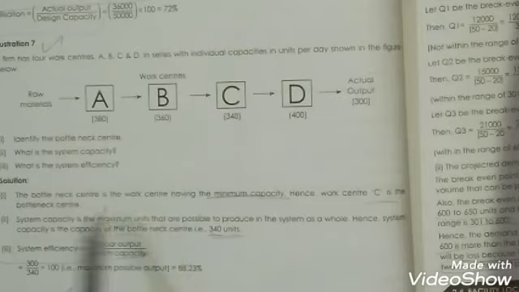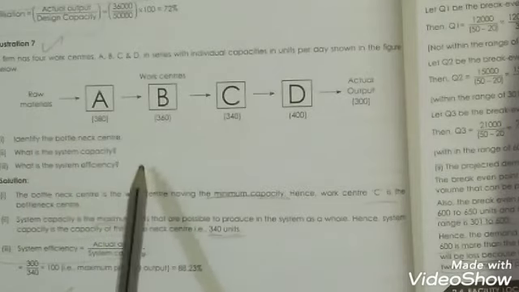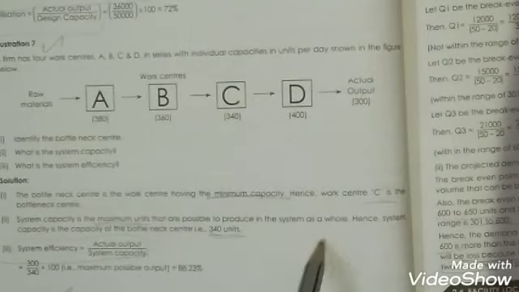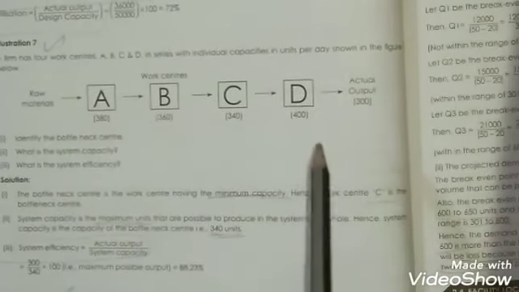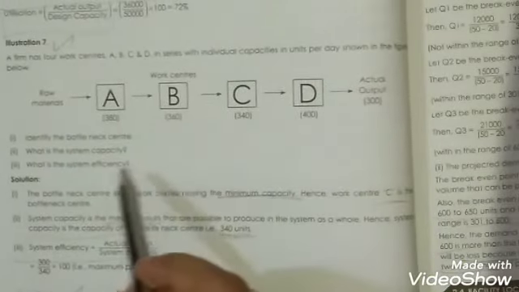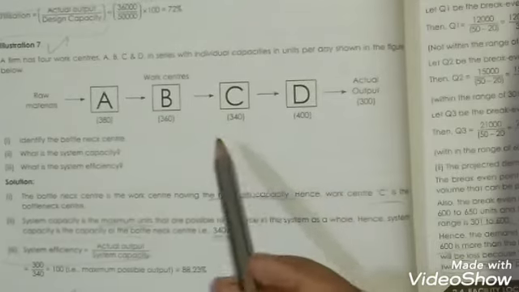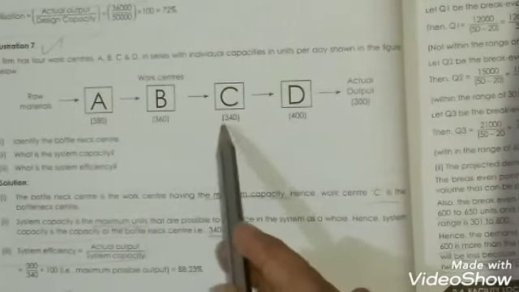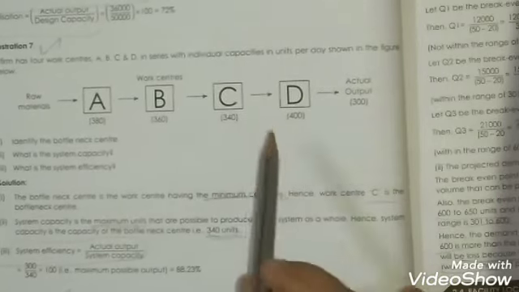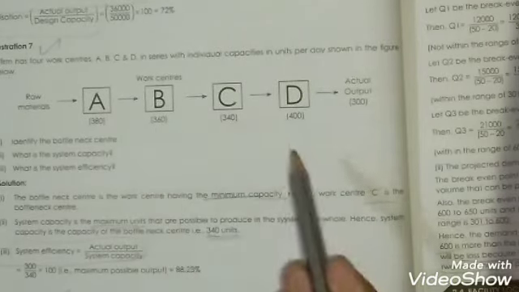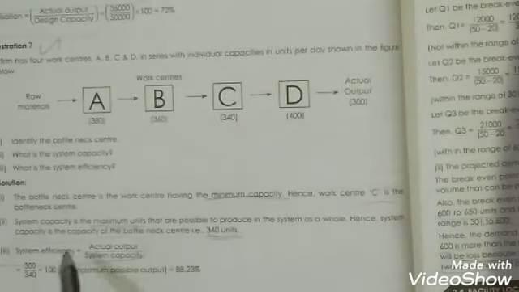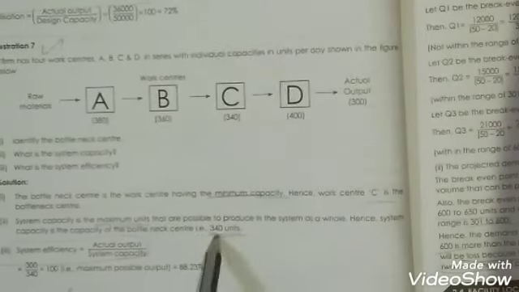Second question. What is the system capacity? System capacity is the maximum units that are possible to produce in the system as a whole. So we have to find out the maximum, that is minimum capacity with the maximum output. So in this we have analyzed it. We have 340. So this is the minimum capacity with the maximum units. So we should take this. So the answer will be the work center C, 340 units.